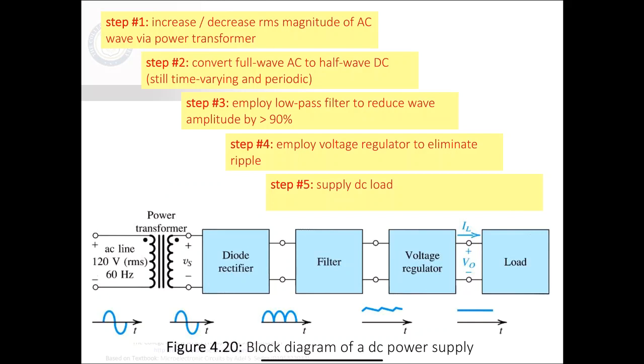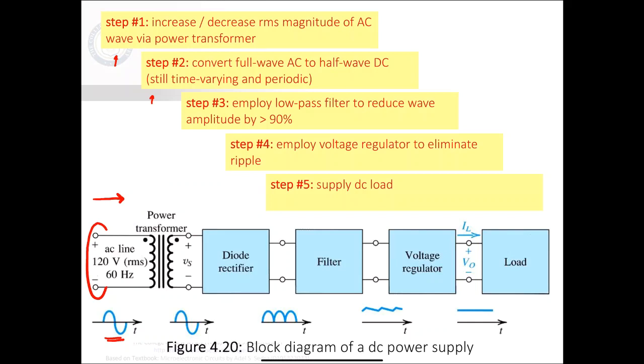So what we're going to do is look at this going from left to right, and you can see each one of the steps is outlined here. We start off on the left-hand side with an AC wave, 120 volts RMS, 60 hertz. It looks like this down here, and this is similar to what you would get out of your wall socket.